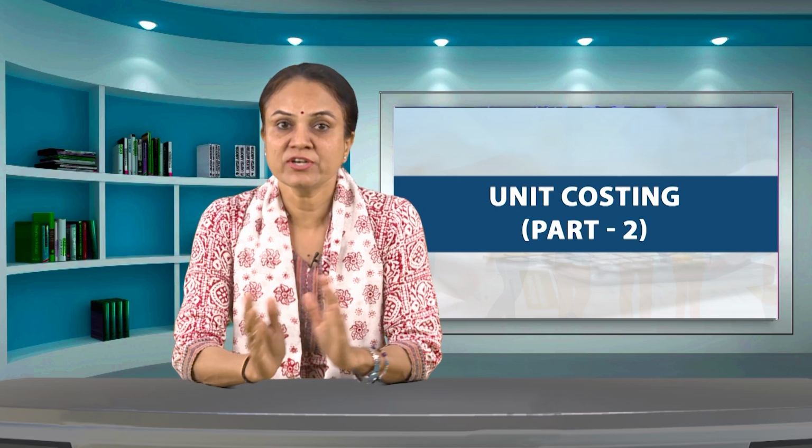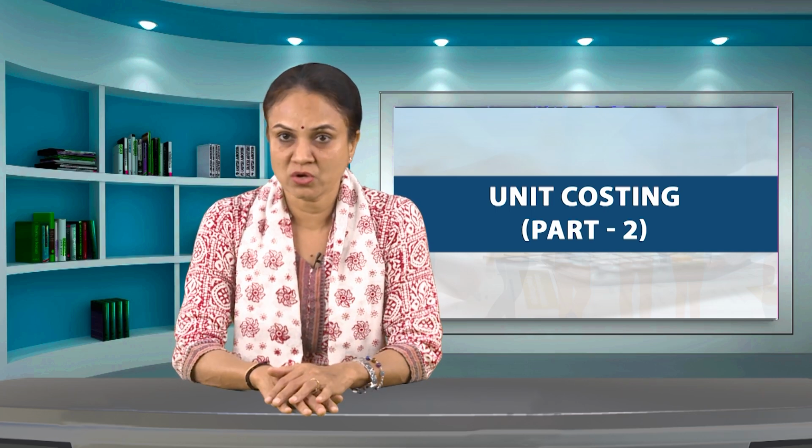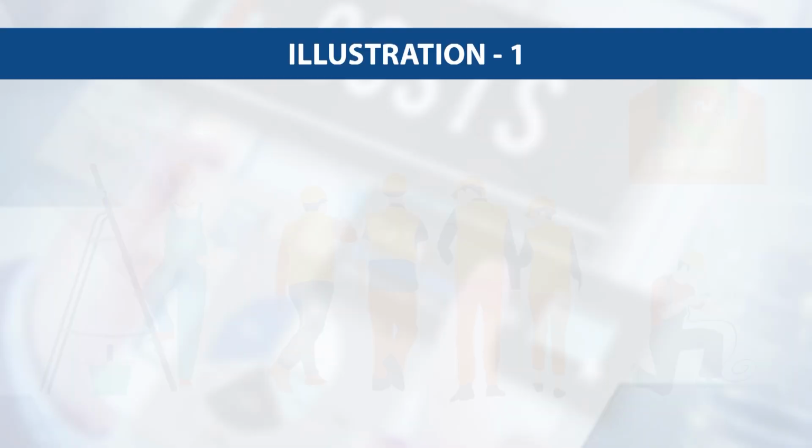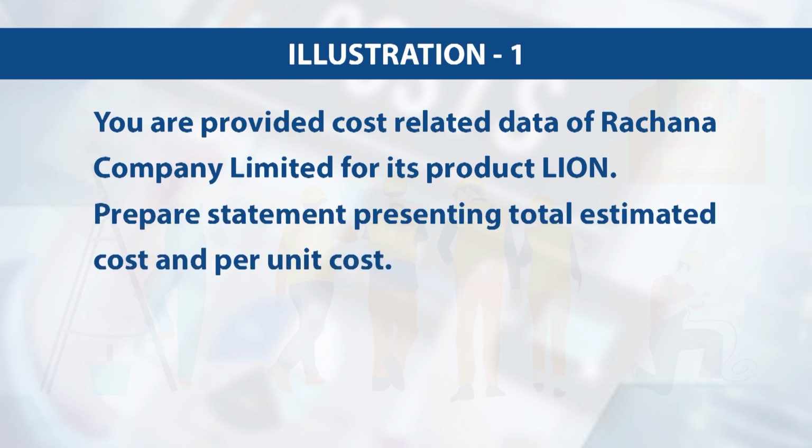Now, let us see the illustration explaining different situations for determination of total cost and per unit cost. Let us understand with the help of illustration. Illustration 1. You have provided cost related data of Rachna Company Limited for its product Lion. Prepare statement presenting total estimated cost and per unit cost.